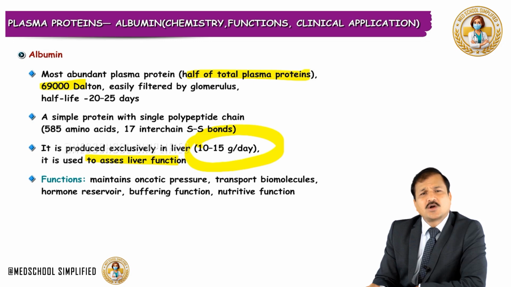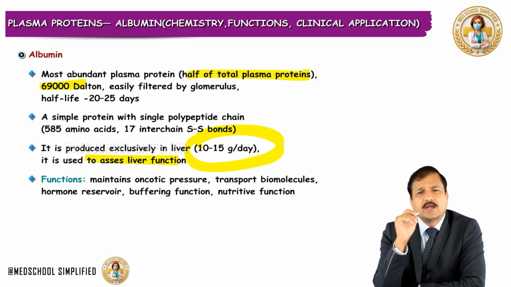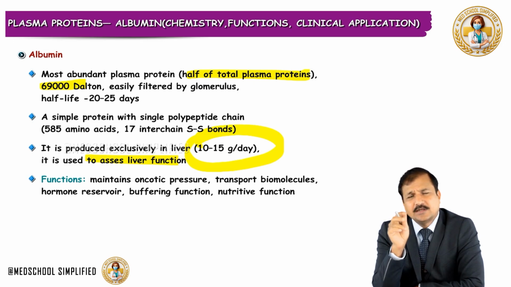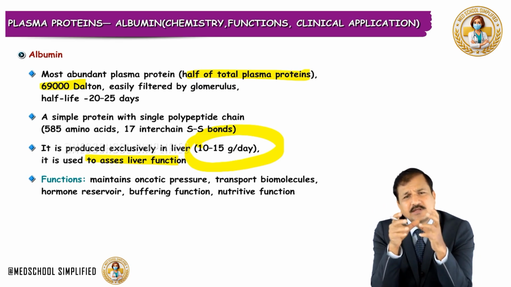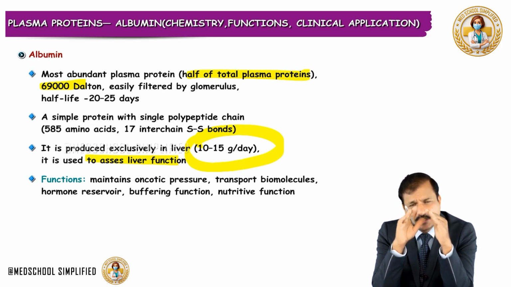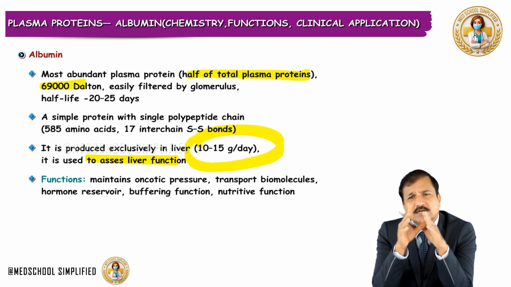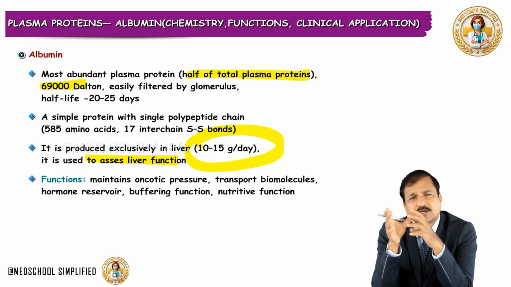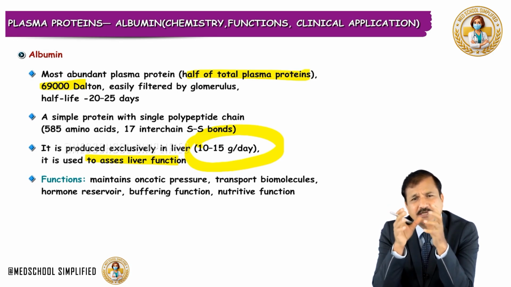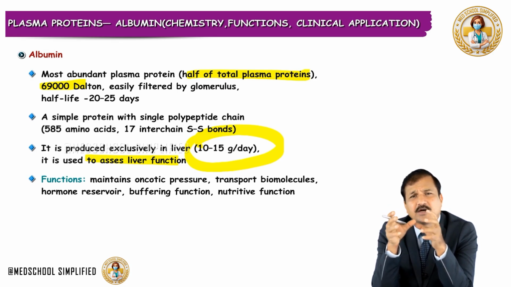Albumin maintains oncotic pressure. It is one of the important proteins in the plasma that regulates osmotic effect and fluid balance in the blood vessels. Whenever there is hypoalbuminemia, that is a decrease in the albumin level, it results in a significant reduction in the osmotic pressure of the blood, and that leads to movement of water into the interstitial space of the extremities and other parts of the body, causing swelling, what is called edema.